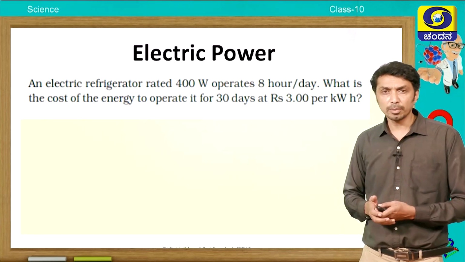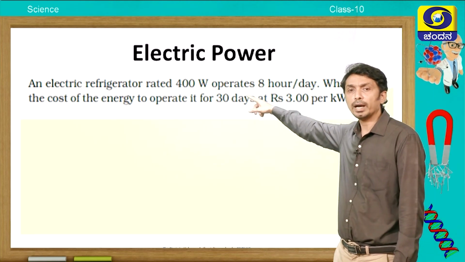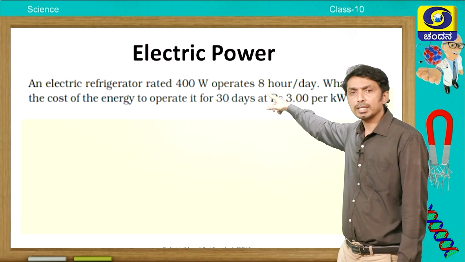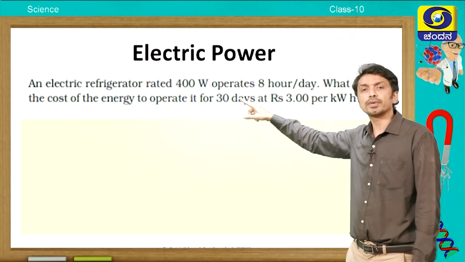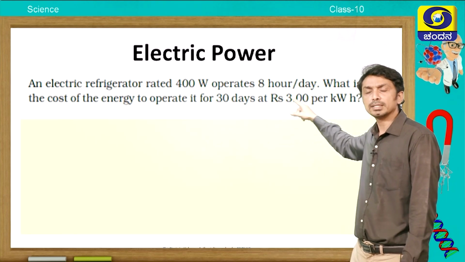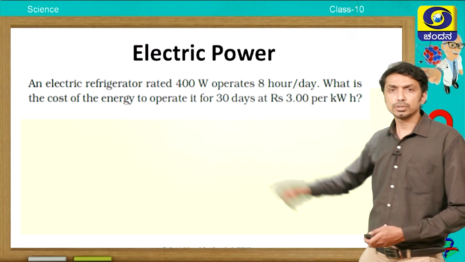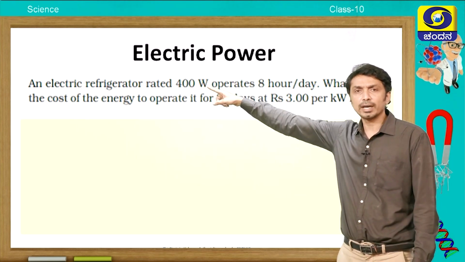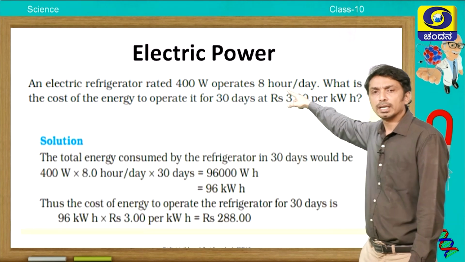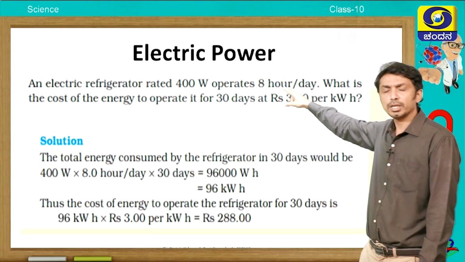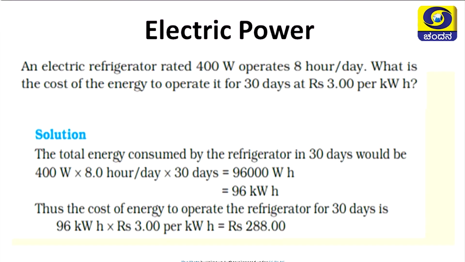Try to solve a problem based on electric power. An electrical refrigerator of 400 watt power operates 8 hours per day. What is the cost of energy to operate it for 30 days at rupees 3 per kilowatt hour? So now what is this 400 watt? It is the power P. And what is this 8 hours per day? It is the duration for which the appliance is being used. For how many days is it used?